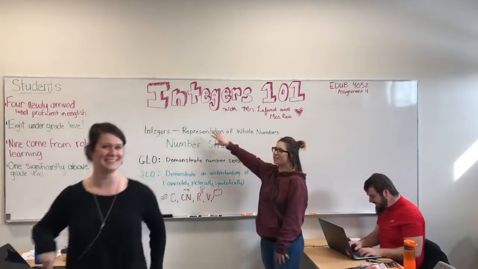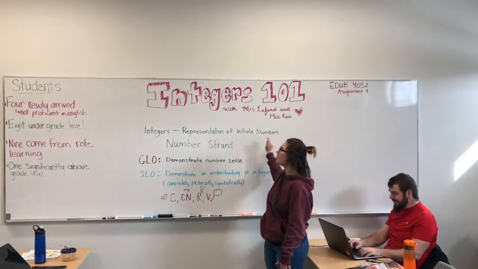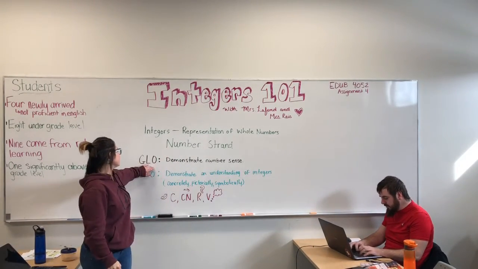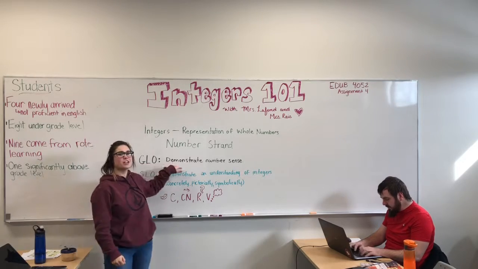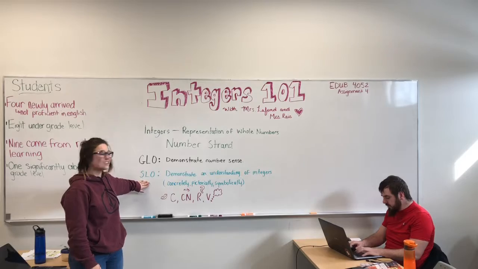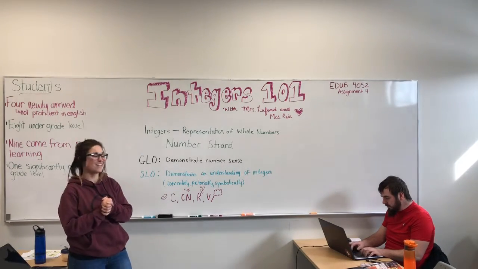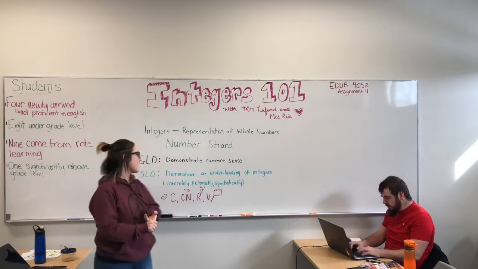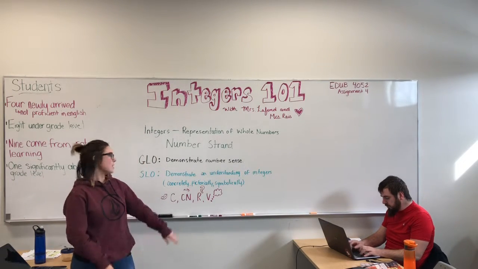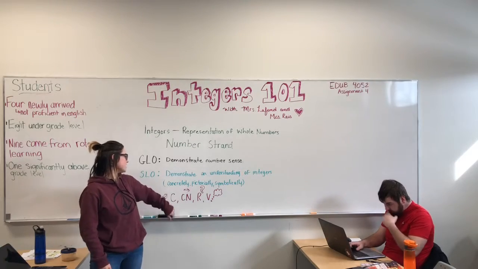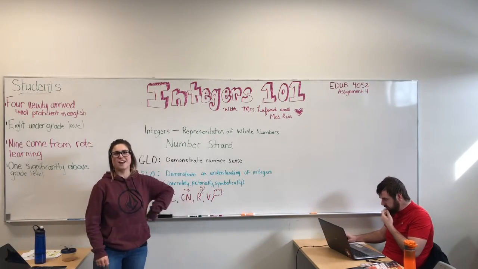We will be going through the integers and representation of whole numbers in the number strand, which is the general learning outcome of demonstrating number sense. Next, the specific learning outcome for our students is that they're going to demonstrate an understanding of integers concretely, pictorially, and symbolically. And we're using the mathematical processes of C, CN, R, and V.